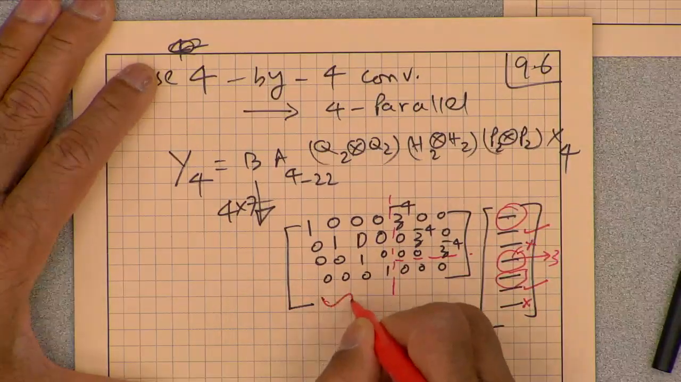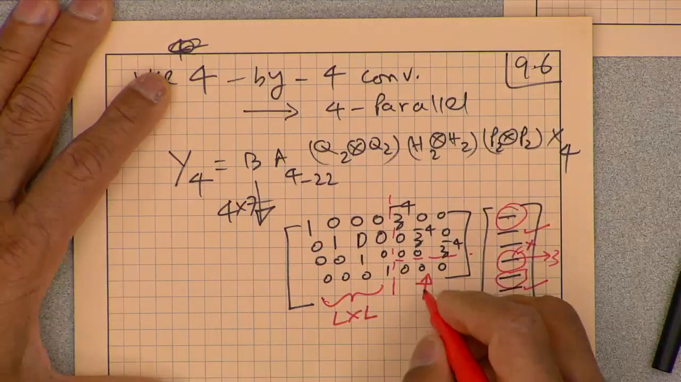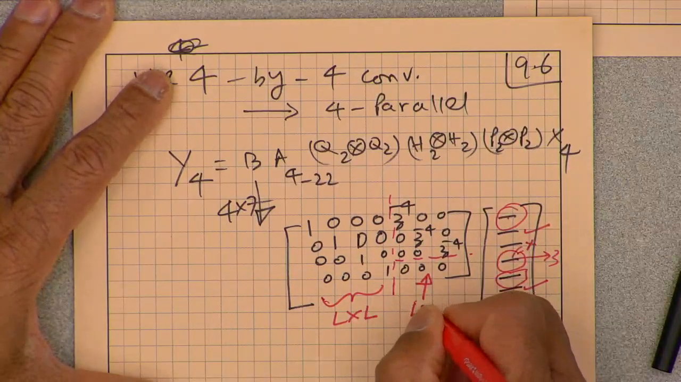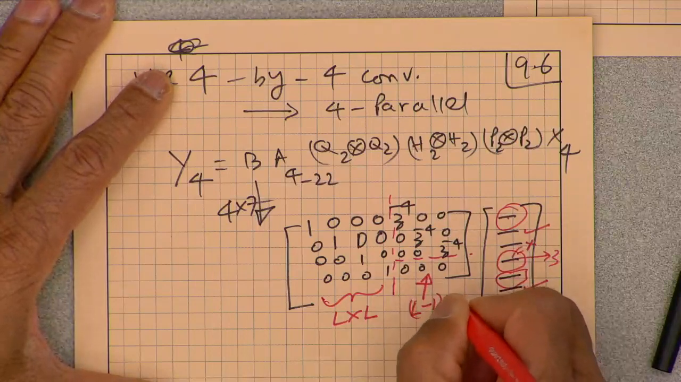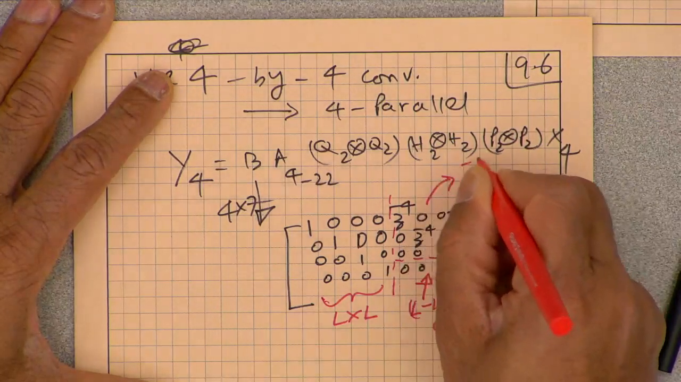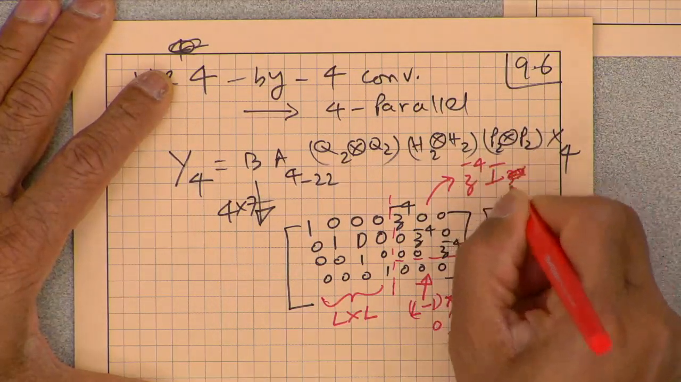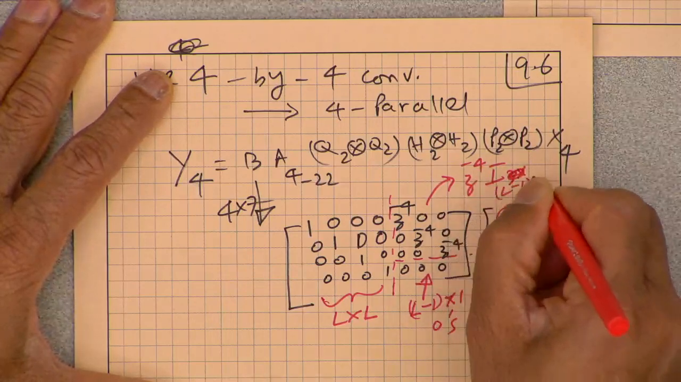So this whole thing is L by L. This here is L minus 1 by 1 zeros. This whole thing here is z to power minus 4 times the identity matrix of size 3, which is L minus 1 times L minus 1.